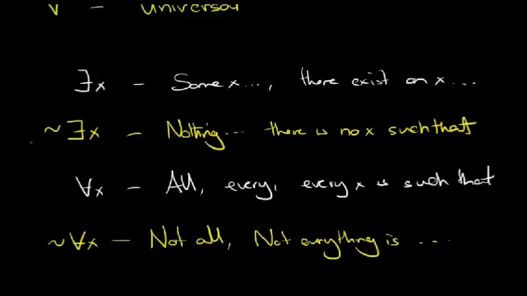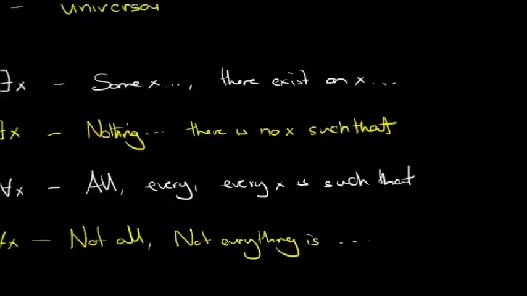Note that these two don't mean the same thing. These are non-identical, right? So this means nothing, whereas this just means not everything. So if I said nothing is female, that's clearly false. But if I said not all persons are female, then okay, that's clearly true, right? So they don't mean the same thing, perhaps quite intuitively.